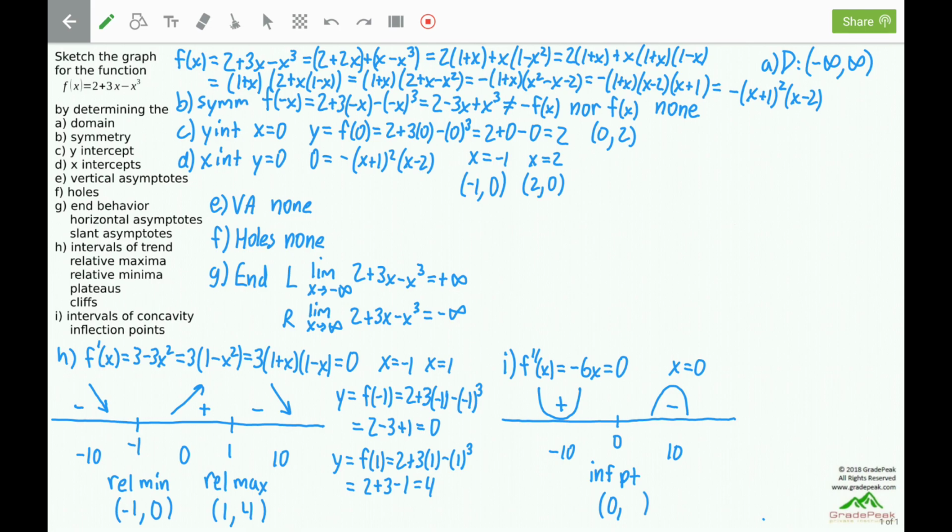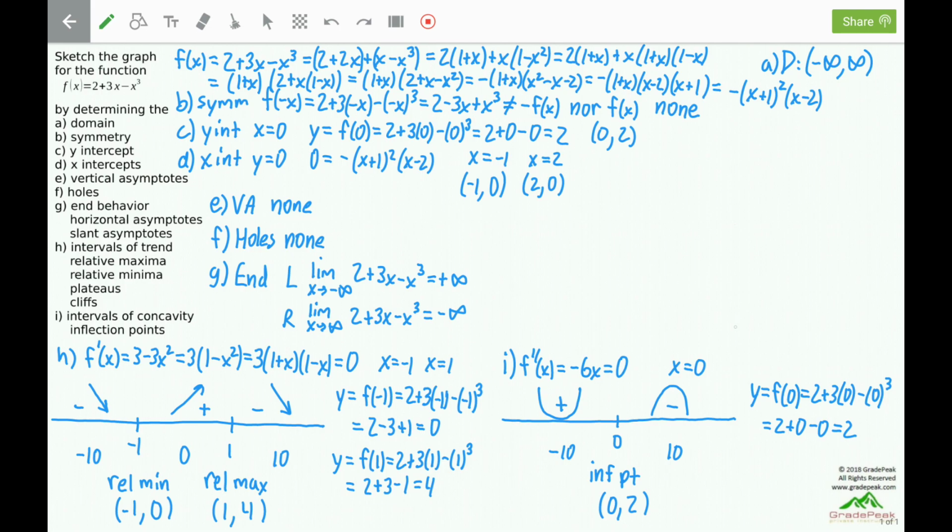It has an x-coordinate of 0. It has a y-coordinate that can be found by plugging the x-coordinate back into the original function. So y equals f of 0, which is 2 plus 3 times 0 minus 0 cubed, which is 2. 3 times 0 is 0, minus 0 cubed, which is 0. 2 plus 0 minus 0 is a 2. It has a corresponding y-coordinate of 2.